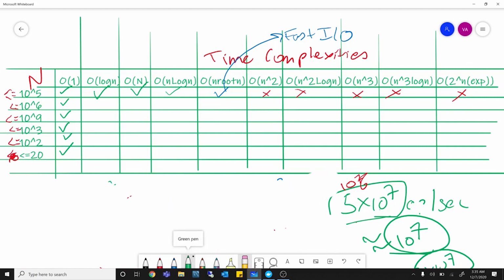All right. So next is 10 to the power 6. For 10 to the power 6, you can see that log n is again valid, as I discussed that 10 to the power 7 only crosses 20. So definitely this is also valid, right? So is O of n, because 10 to the power 6 is less than 10 to the power 7, right? If we talk about n log n, again, n log n is also valid because it doesn't cross 20, right?